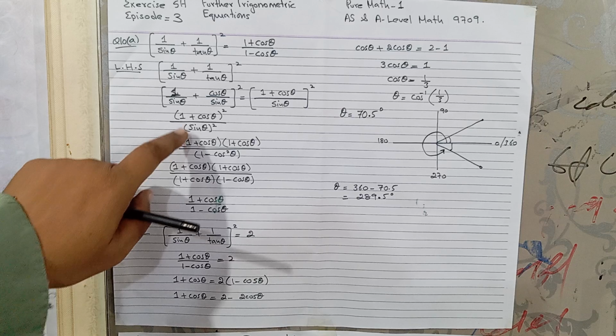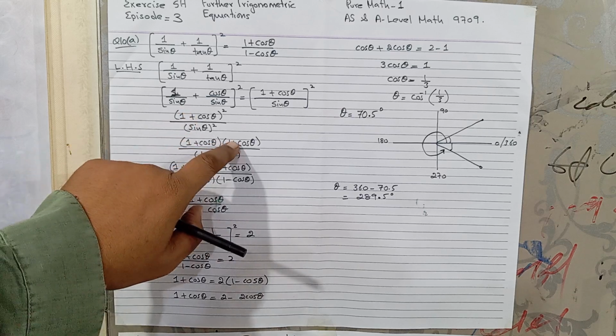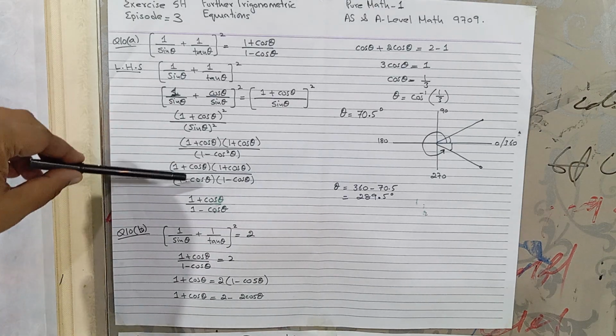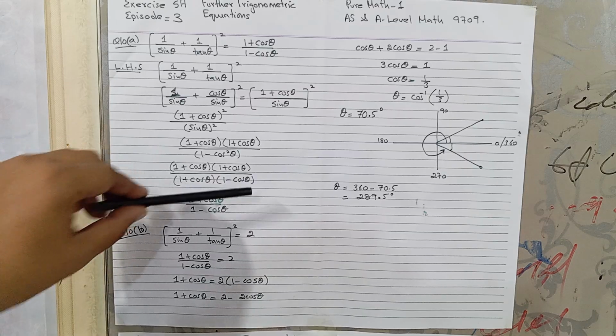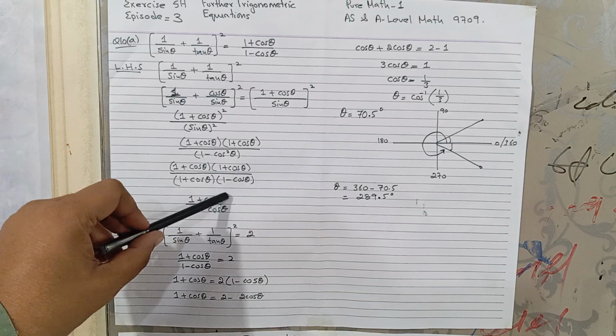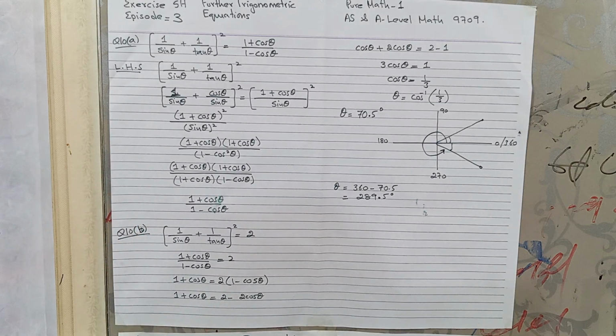This can be written as (1 plus cos theta)(1 plus cos theta), and sin squared theta can be written as 1 minus cos squared theta. You know, a squared minus b squared equals (a plus b)(a minus b). So 1 minus cos squared theta can be written as (1 plus cos theta)(1 minus cos theta). So this and this will be cancelled, and you are left with (1 plus cos theta)/(1 minus cos theta), which equals the right hand side.